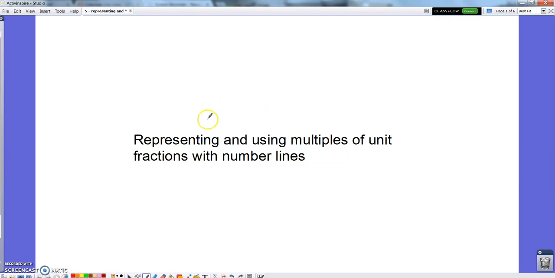So today we're going to represent and use multiples of unit fractions with number lines. We're actually going to work some of the same problems as yesterday. Just going to add a number line in the mix to see if that helps you understand it and gives you a better way to show and represent what we're doing.